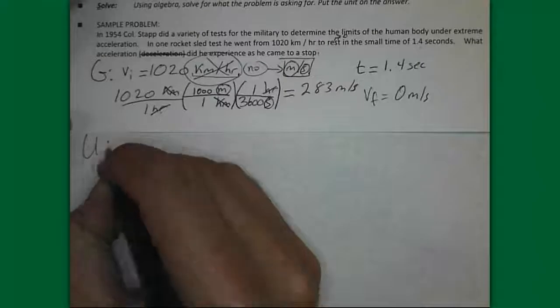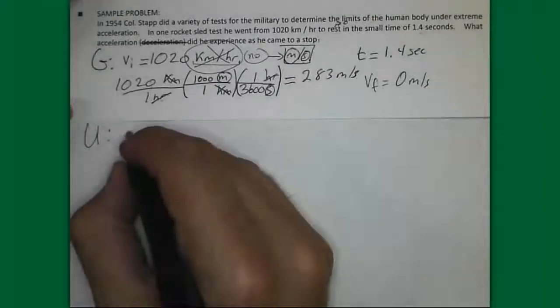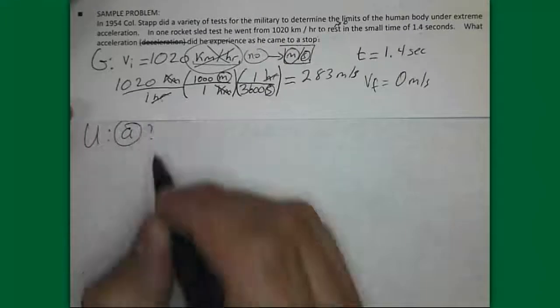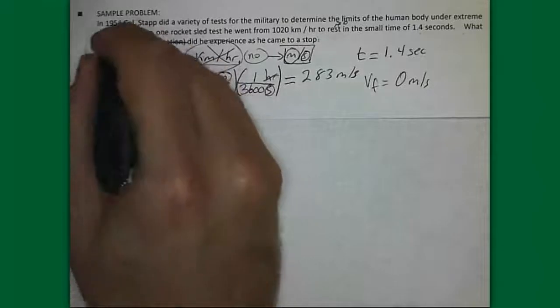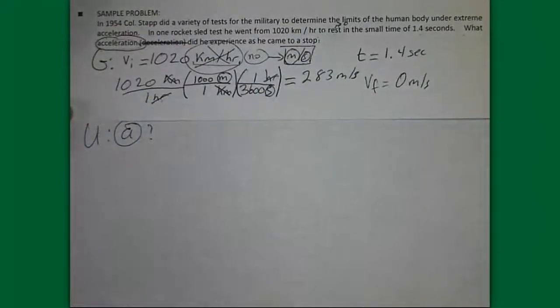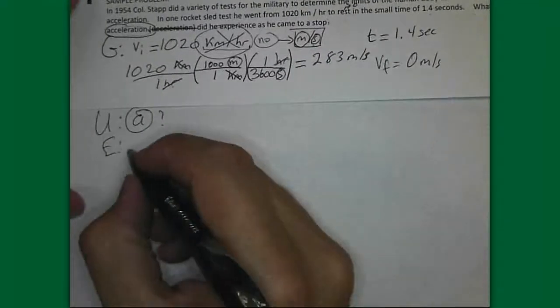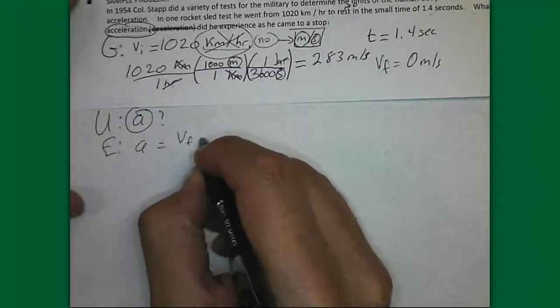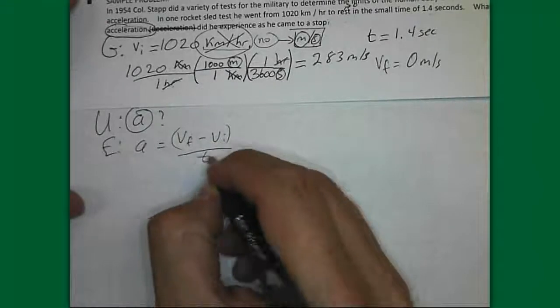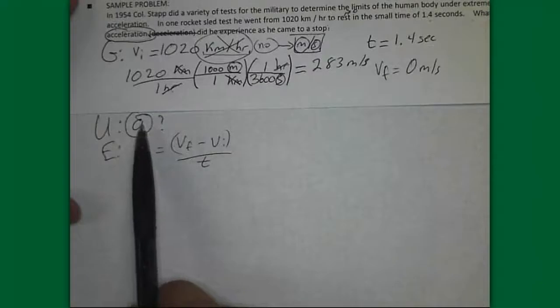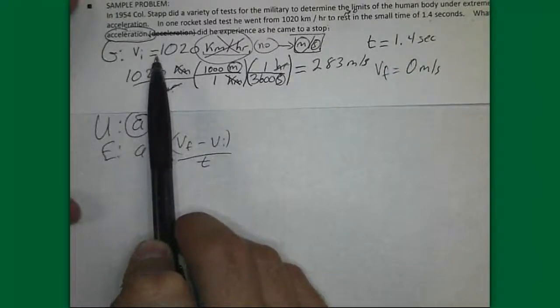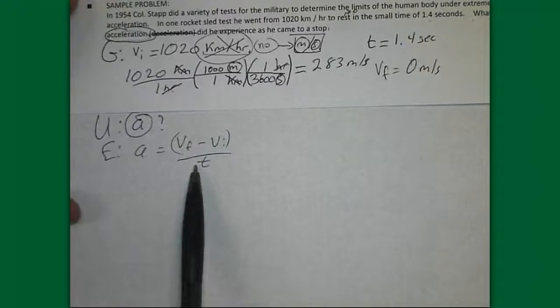Next, I'm going to go to the U. My unknown in this question is the acceleration. That's what they want to know. What acceleration did he experience as he came to a stop? So the equation, you might have guessed, is the one that we've been working with today. The equation is a equals vf minus vi over t. And ordinarily, to pick an equation, what you would do is look at what you're given, vi, t, vf, and they want a. You look at all those things, and you would find an equation with that stuff in it. And lo and behold, here it is.